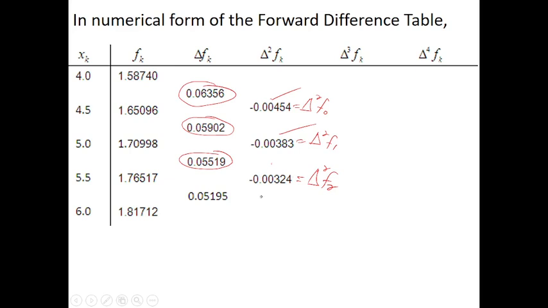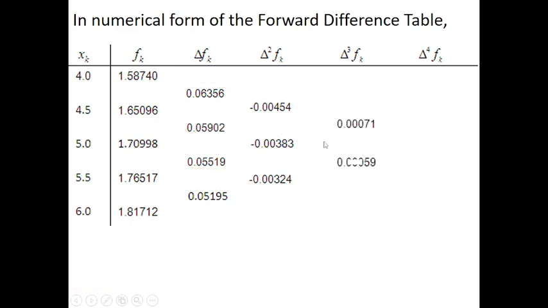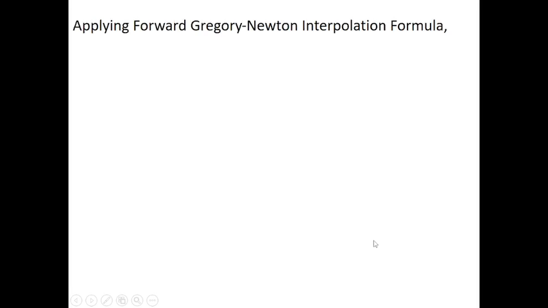So we have 0.05195 minus 0.05519. We get negative 0.00324. So that's it. You know the pattern, and these are the values that will be obtained. We're now ready to apply the forward Gregory-Newton interpolation formula.